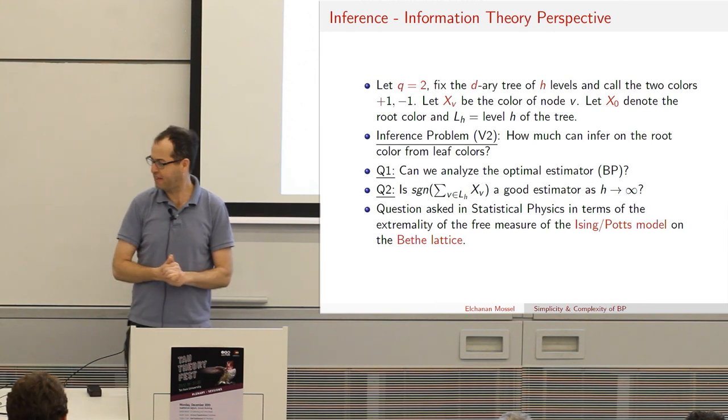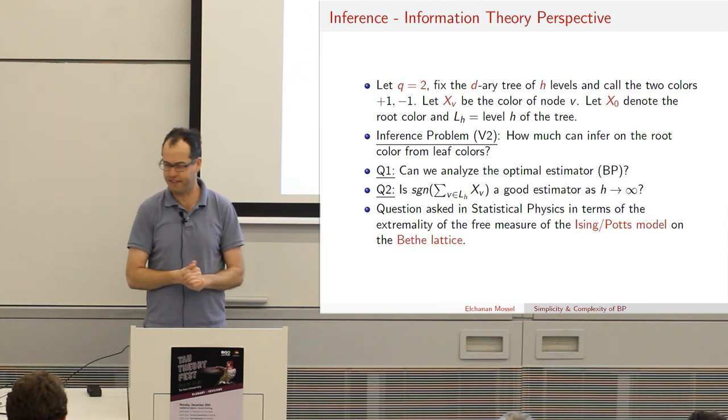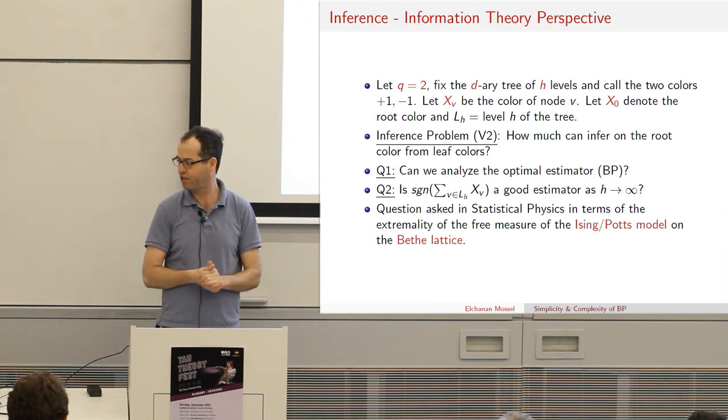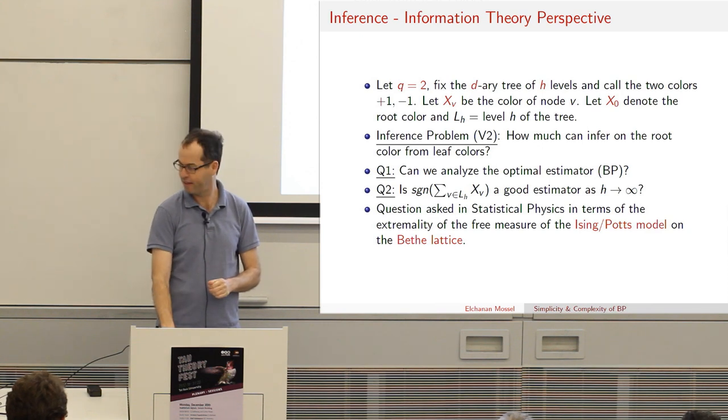As I said, these questions originated in statistical physics, where the Q equals 2 case corresponds to the Ising model, the larger Q case corresponds to the Potts model, and the tree, for some reason, they call the Bethe lattice.